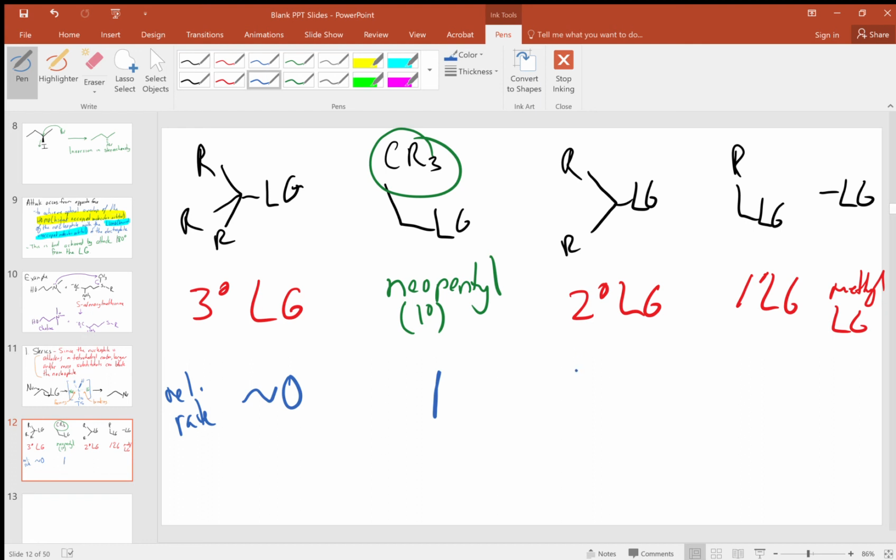The secondary leaving group reacts about 500 times faster than the neopentyl. Primary leaving group about 40,000 times faster. And once you get rid of that last carbon, the methyl leaving group will react almost 20 million times faster than the neopentyl group.